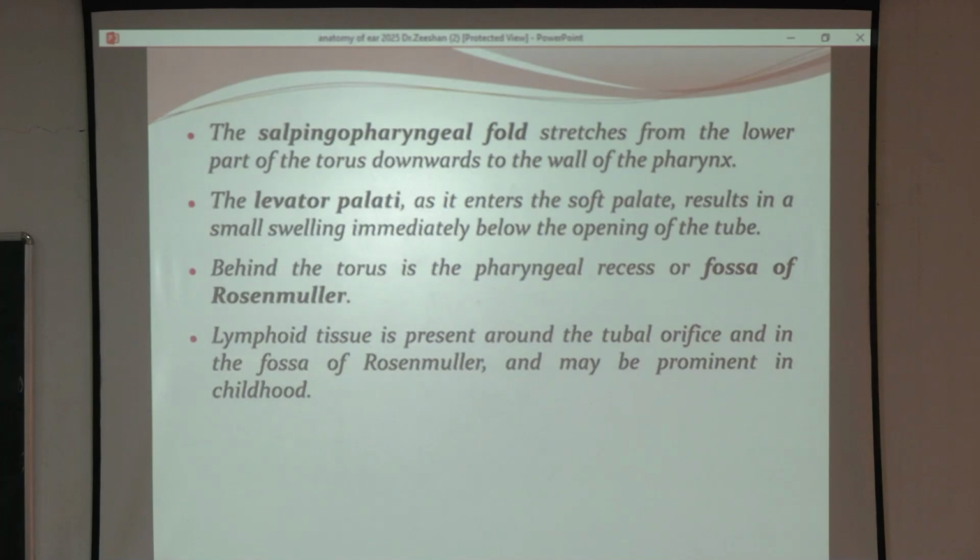तो fossa of Rosenmuller का क्या clinical importance है? Go and find out. ठीक? Lymphoid tissue is present around the tubal orifice and in the fossa of Rosenmuller and may be prominent in childhood.